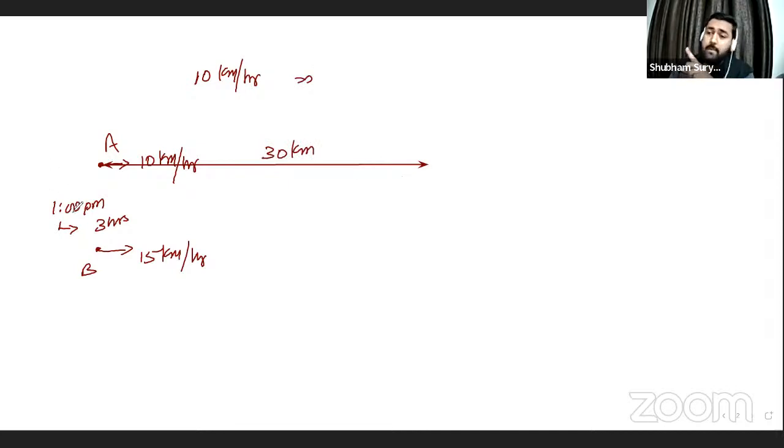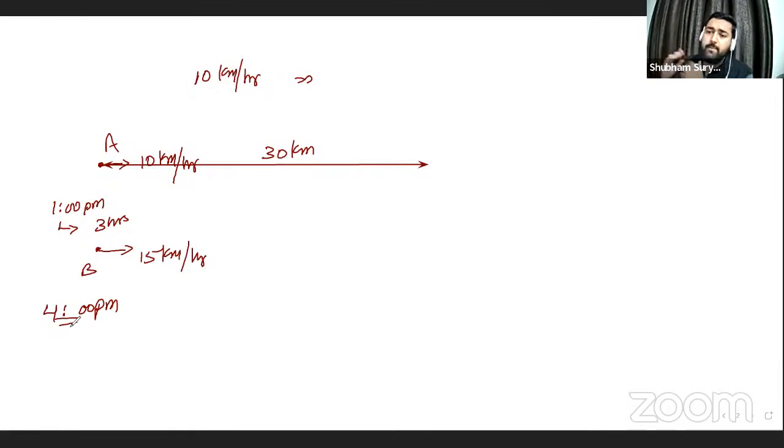Now, after 1 p.m., 3 hours are gone. It means 3 plus 1, 4 p.m. So the current time is 4 p.m. Now at 4 p.m., person B is going to start participating in the race. It doesn't mean that A is going to stop running. A is going to continue his run.